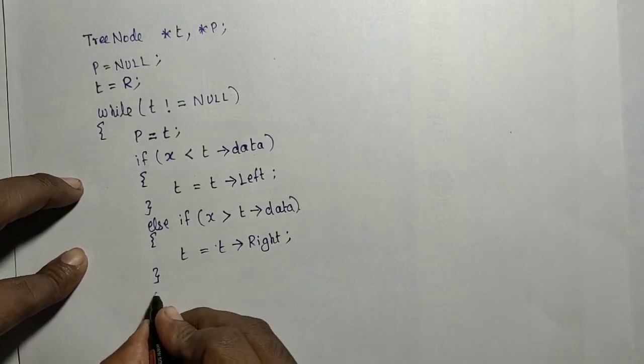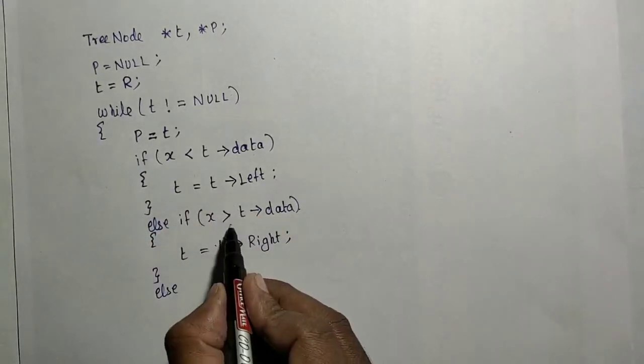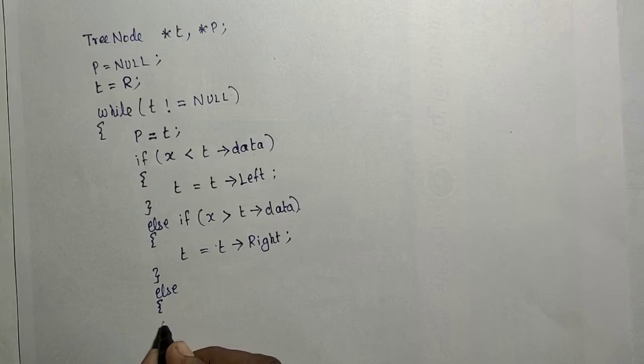Okay, else means x equal to t of data, that is the duplicate case. Either you can handle it here with less than or equal to, so it will be added on the right side, or if you want to ignore the duplicates, the insertion will not happen. In that case, I can leave this block empty. It means if a duplicate occurs, it will not be added. That's all. Either it will be moved to the right side or left side, or leave it empty.